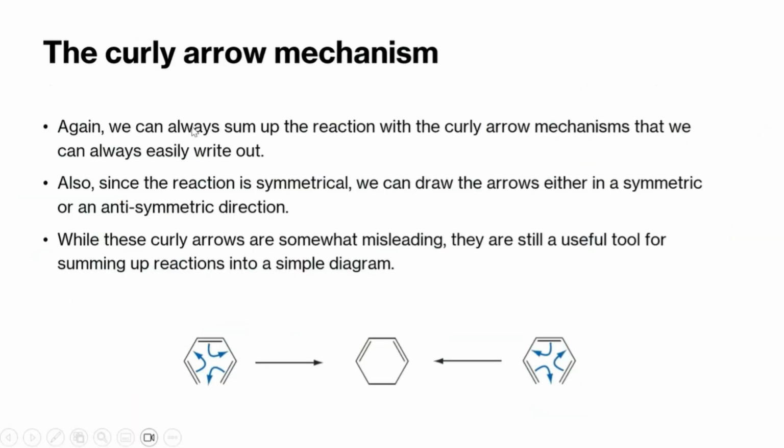Right here is the curly arrow mechanism, which will always be easy to write out. You can see it's just a simple redistribution of bonding pairs. Since the reaction is symmetrical, we can draw these arrows in either a symmetric or anti-symmetric direction. And just as a reminder, while these curly arrows are somewhat misleading, they are still a useful tool if you want to sum up reactions in a simple diagram.